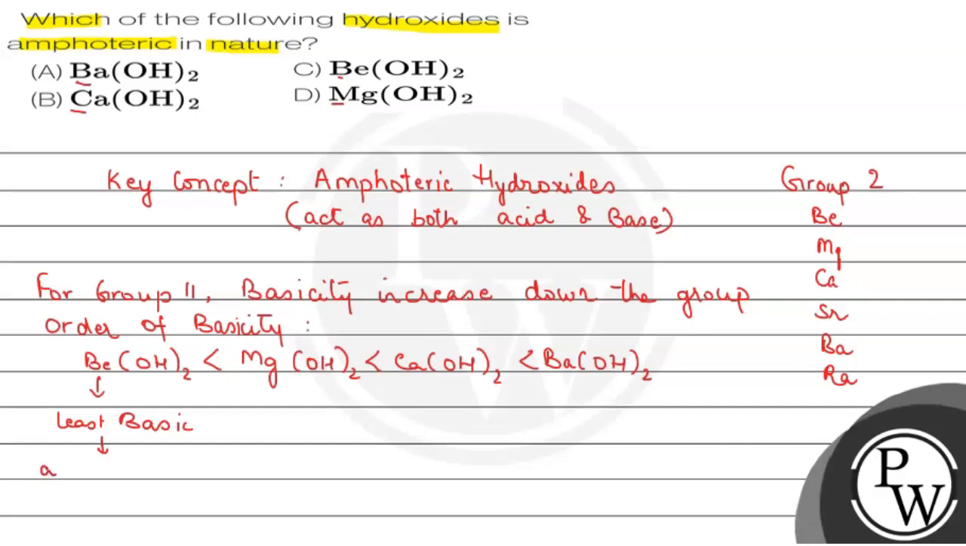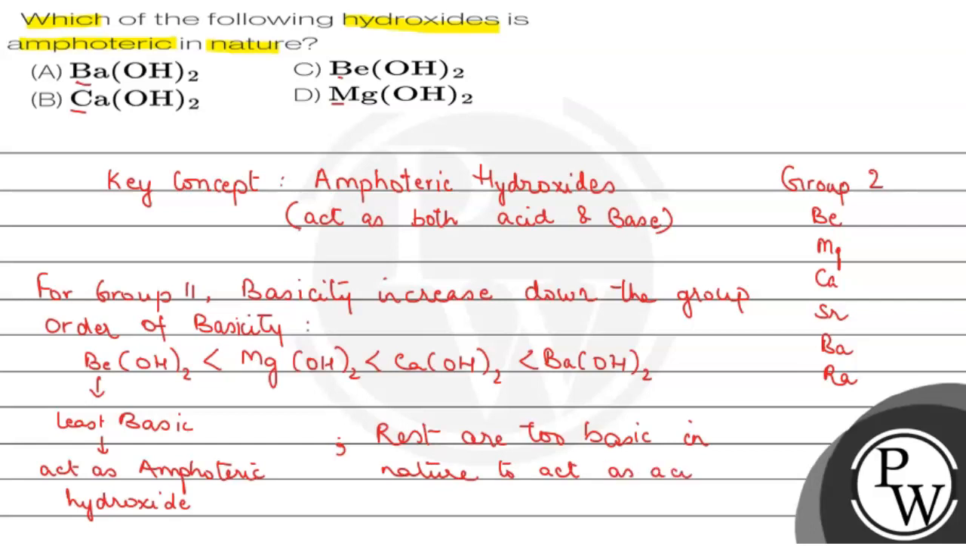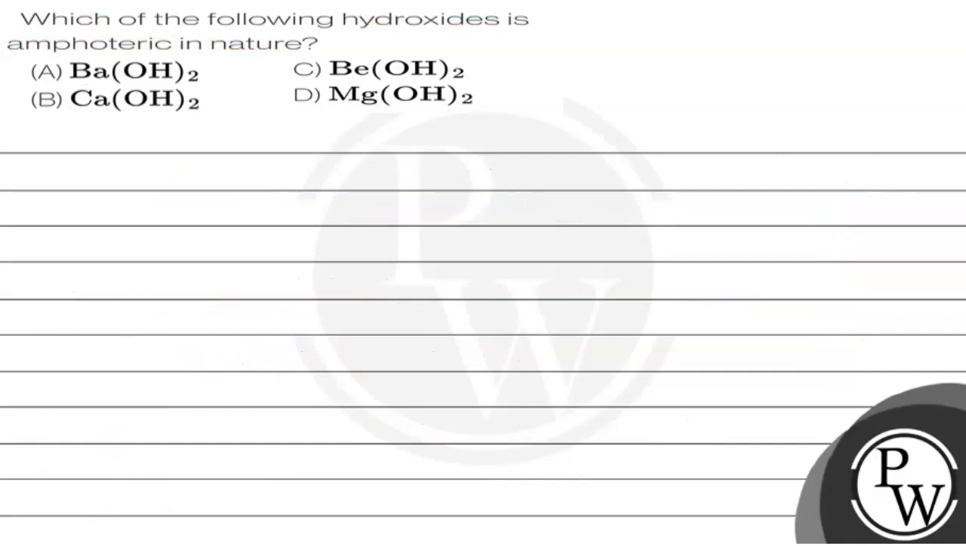Only this can act as amphoteric hydroxide, which can act as both acid and base, whereas all the rest of the hydroxides are too basic in nature to act as acids. तो इनकी रिएक्शंस देख लेते हैं हम.